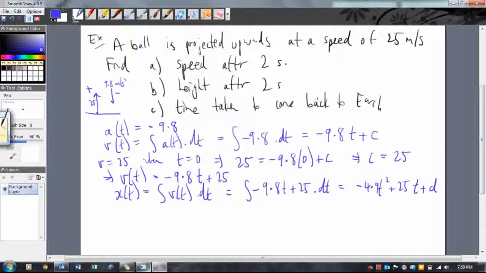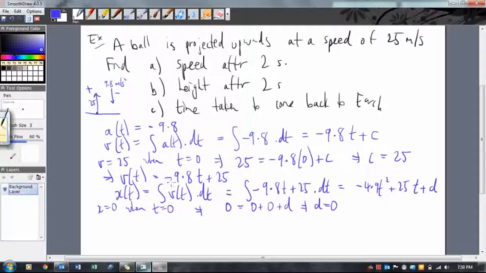Now, do we know its position? It hasn't said anything, but we'll assume that the ball starts at ground. So we know that x is equal to 0 when t is equal to 0. Therefore we've got 0 equals 0 plus d, which tells us that d is equal to 0.